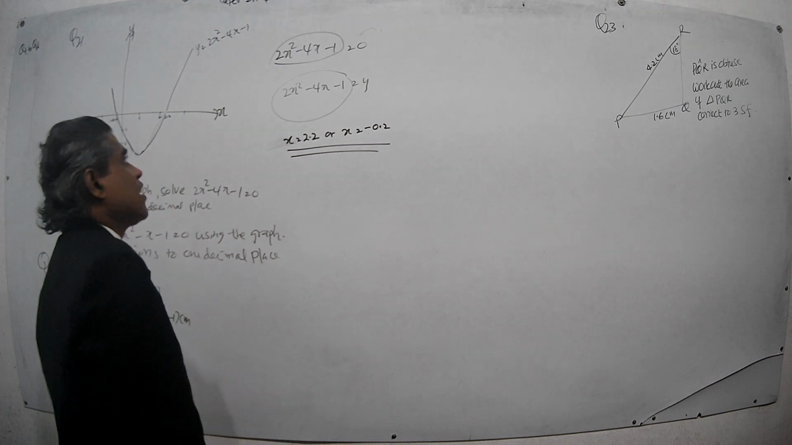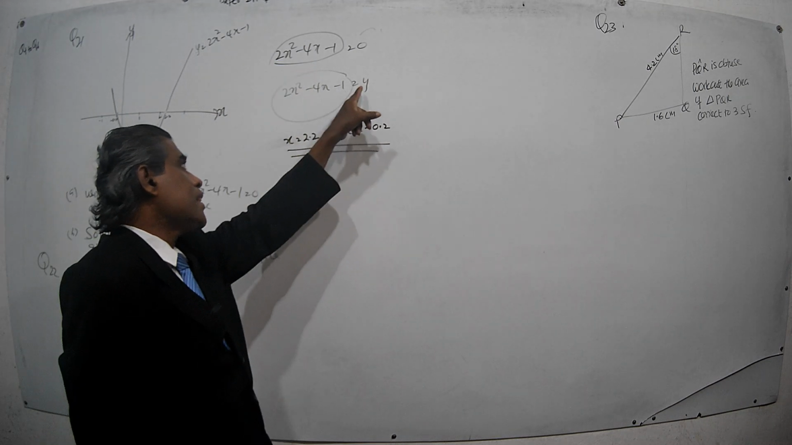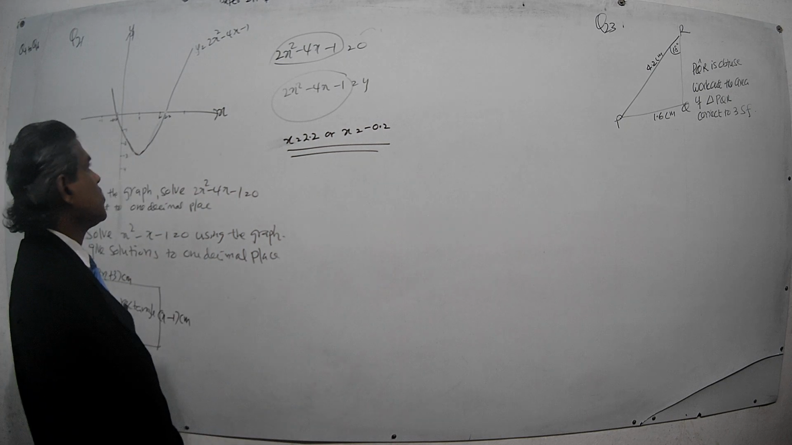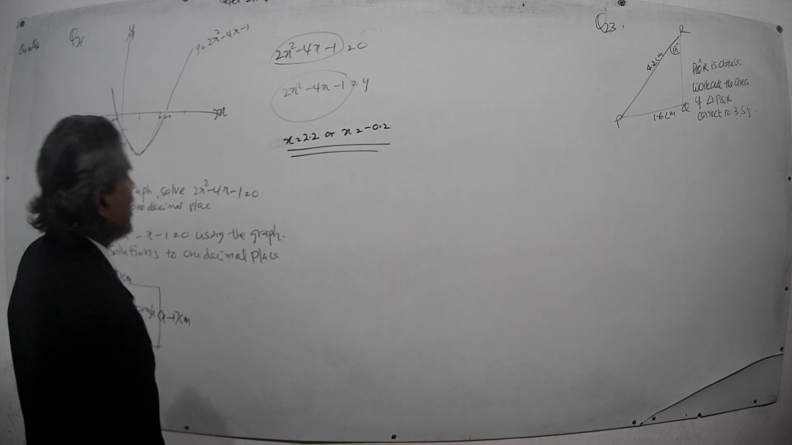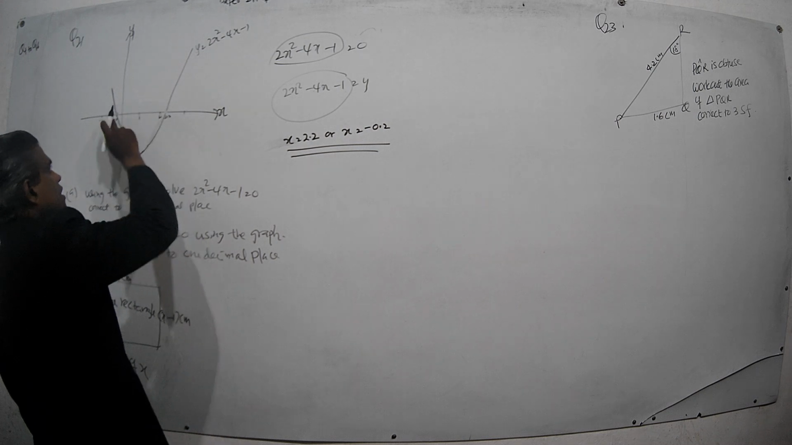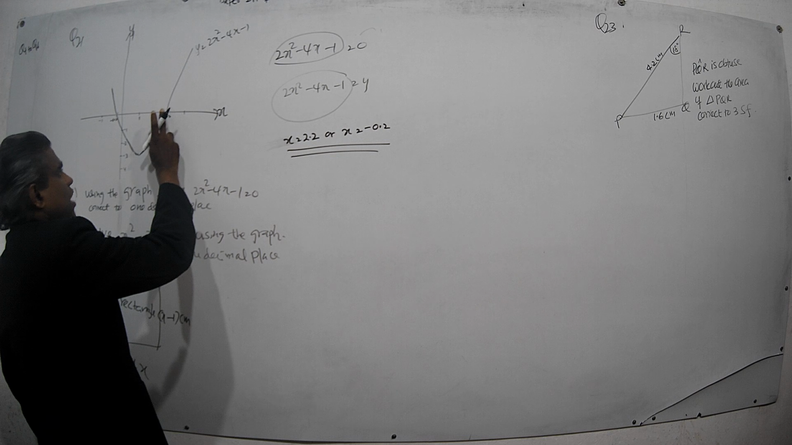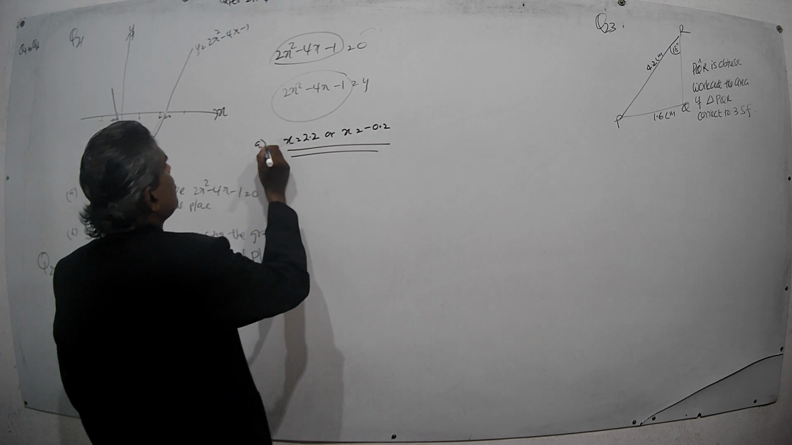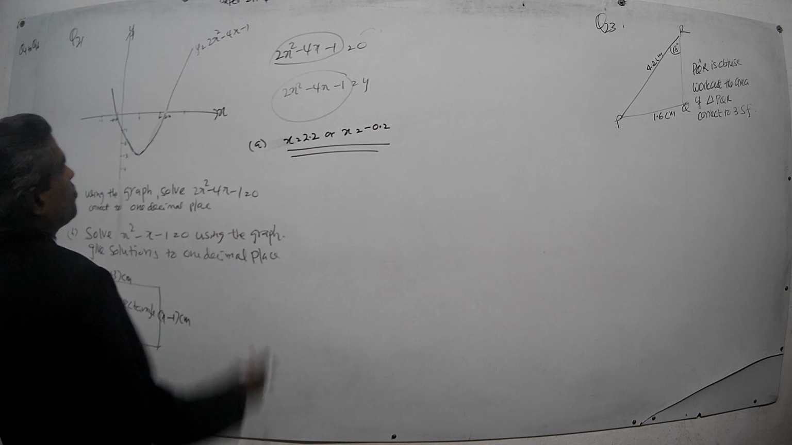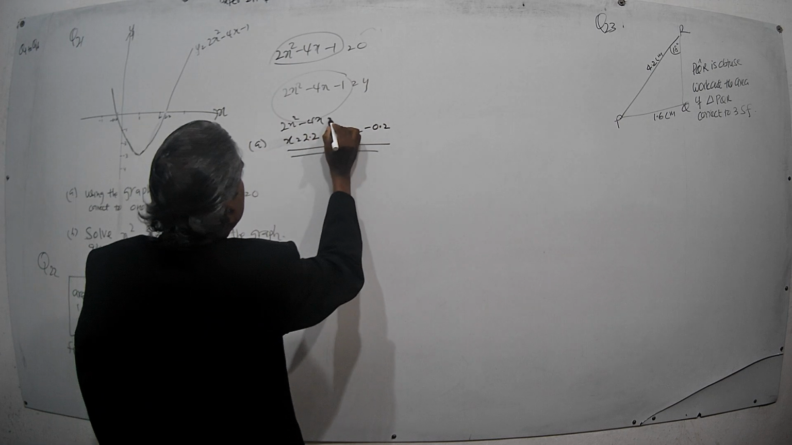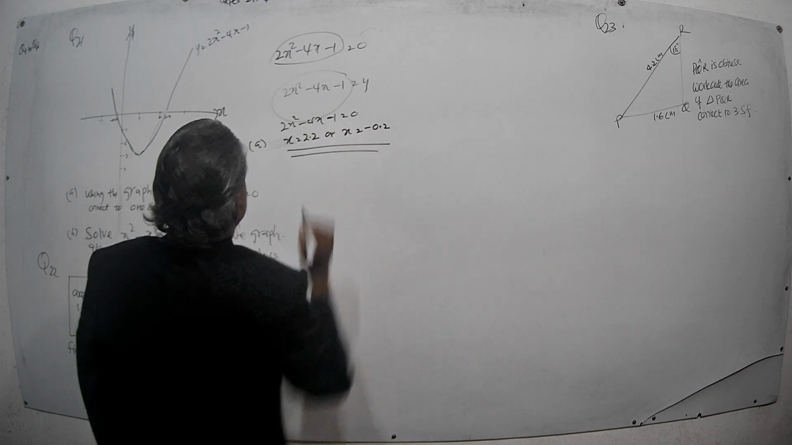Actually, solving this one is to find the x values when y is 0 on this graph. The x value when y is 0 occurs when the graph cuts the x-axis. This graph cuts the x-axis at 2 points. When you get the x values at these two points, you get the solution. That is part A. We solve 2x squared minus 4x minus 1 equals 0.